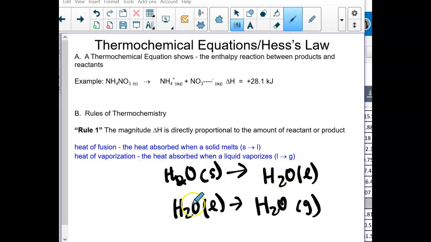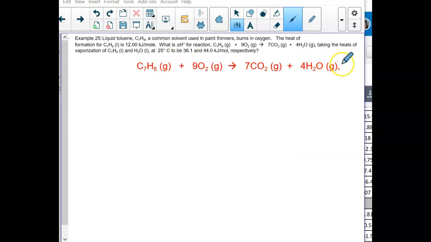Or heat of vaporization, it goes from liquid to a gas. Okay, so if it vaporizes, it goes to a gas. If it's fusion, it goes from a solid to a liquid. Okay, so that's going to come into play here when we get to the next example. So we're going to skip 24 and go to 25. Okay, so this part in red you aren't given. I'm going to show you how you get that. So give me just a moment here.